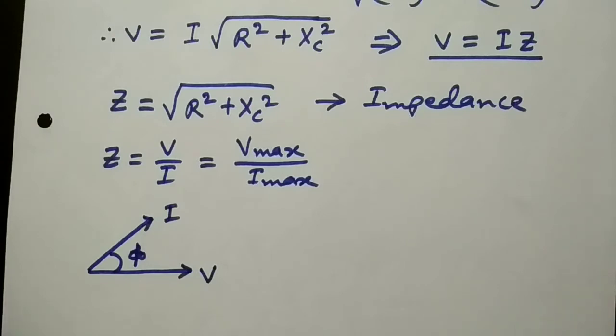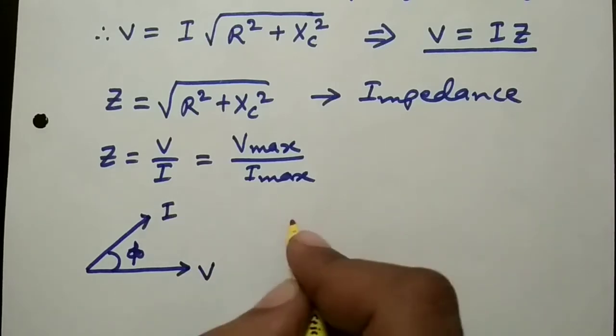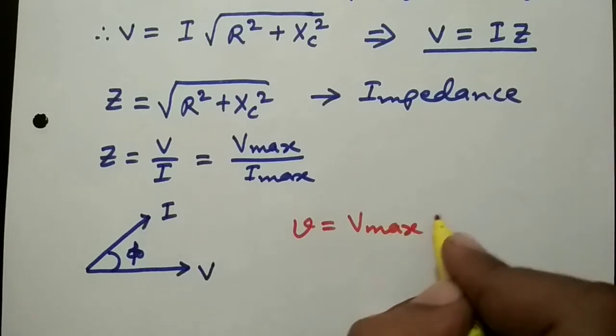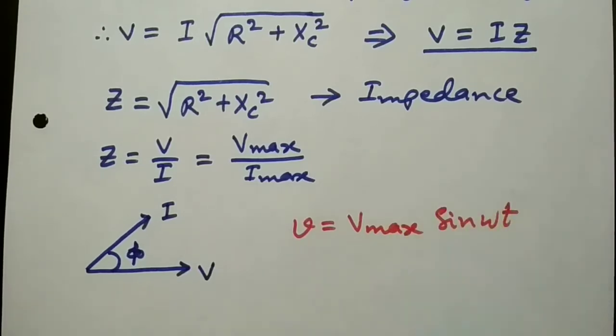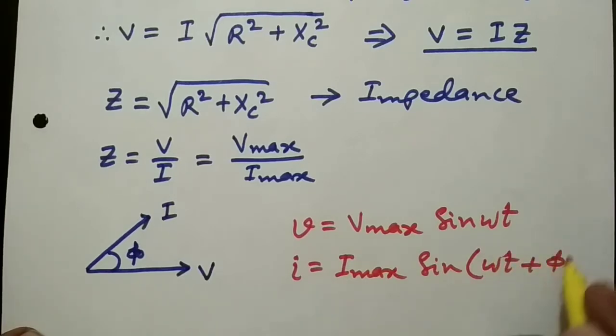Now write the expression of the instantaneous voltage and current. Take voltage as the reference. So it can be written as V equal to V max sine omega t. Therefore, the current expression can be written as I max sine omega t plus phi. That means for a resistive capacitive circuit, the current will lead the voltage by an angle of phi.